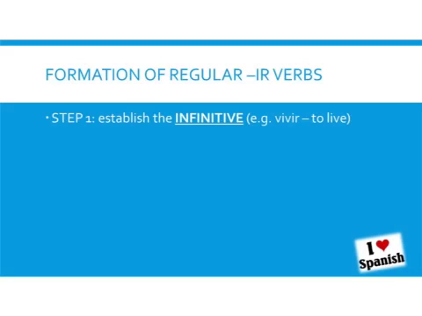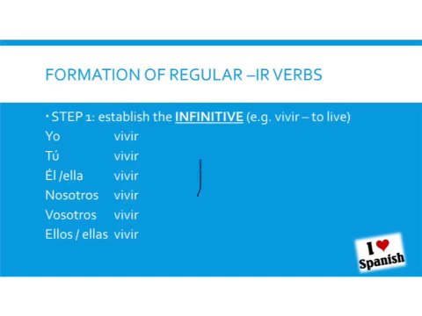When forming regular IR verbs in Spanish, there are 3 steps which we have to follow. The first step being the formation or the establishment of what's known as the infinitive. For example, vivir, to live. And the infinitive of any verb is the form we would expect to find in a dictionary. And here we have our infinitive on each of our 6 parts of the verb ready to be formed.